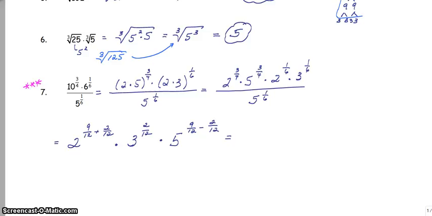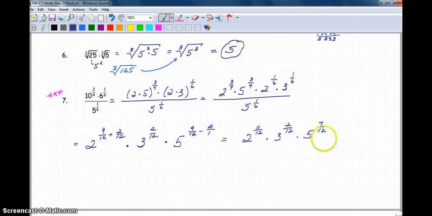So now I can do my addition or subtraction for the exponents. I would get 2 to the 11/12 times 3 to the 2/12 times 5 to the 7/12. So at this point I want to take a look at my exponents, see if I have any improper fractional exponents, because that would indicate that something can come out of the root, and I don't have any of those in this problem.